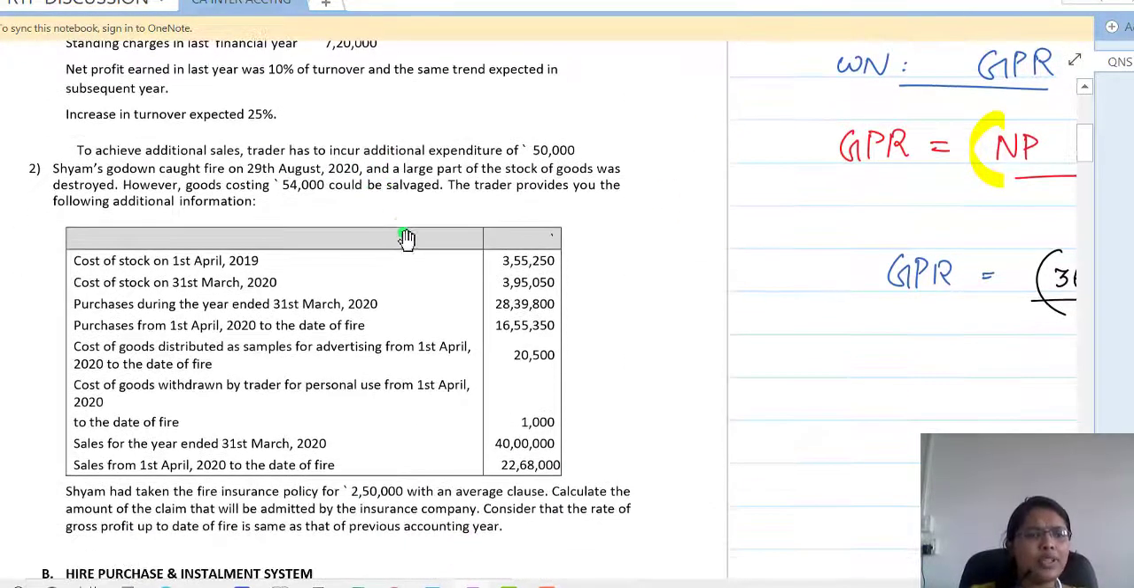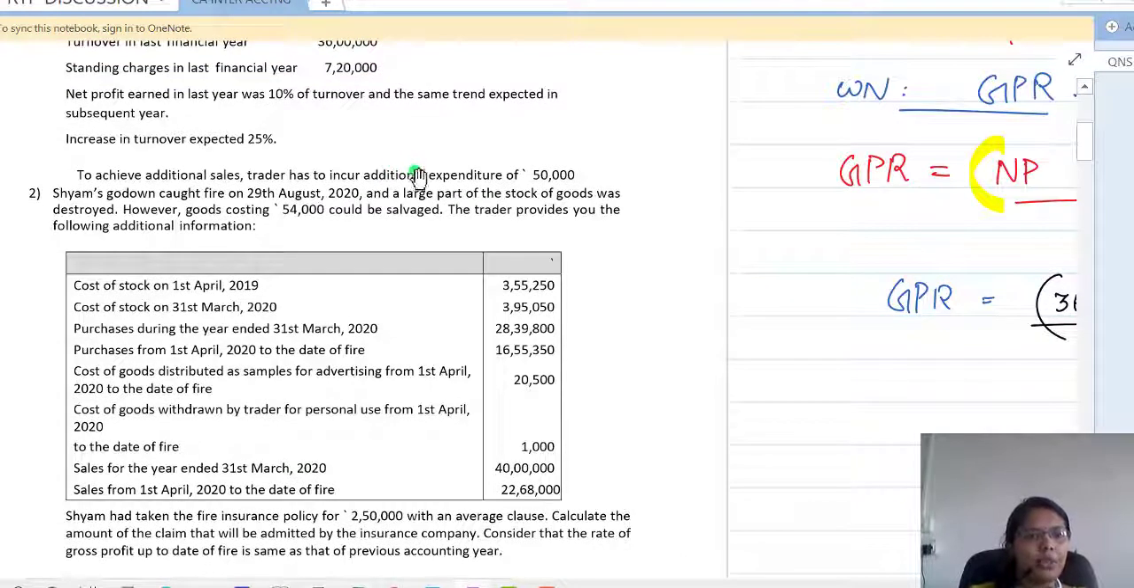Yeah, so let us now move on to the second question from the loss of profit or loss of stock policy chapter, which is: Shyam's godown caught fire on 29th August 2020 and a large part of the stock of goods was destroyed. However, goods costing 54,000 could be salvaged. The trader provides you the following additional information. Cost of stock on 1st April 2019, 3,55,250. Cost of stock on 31st March 2020, 3,95,50. Purchases during the year ended 31st March, 28,39,800. Purchases from 1st April to date of fire.